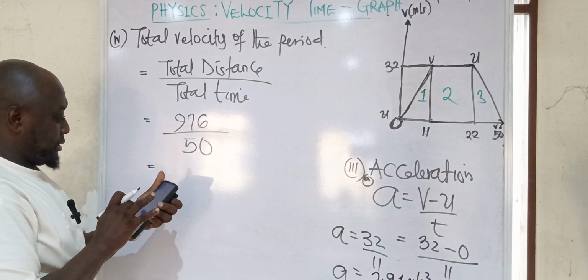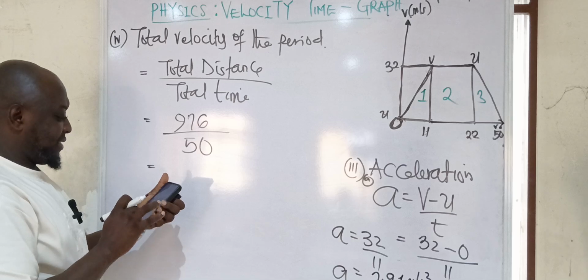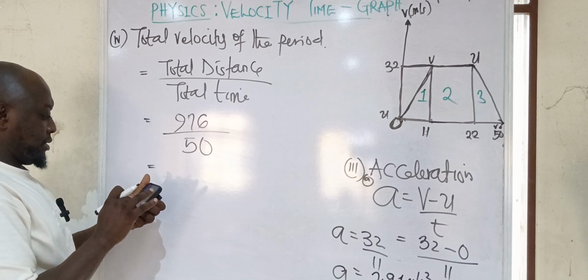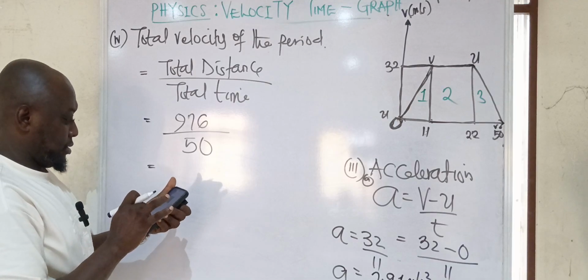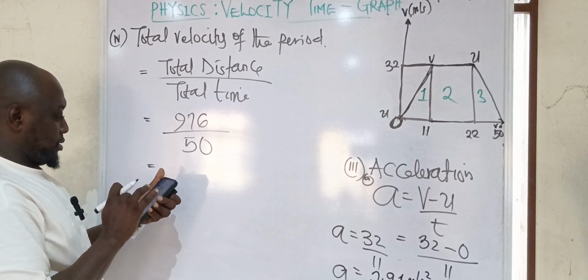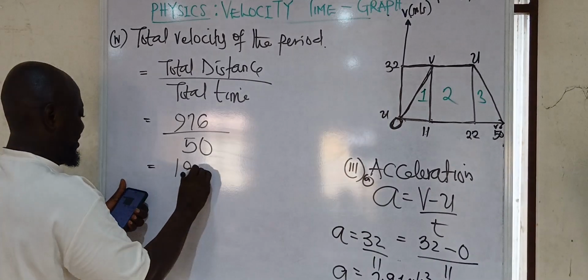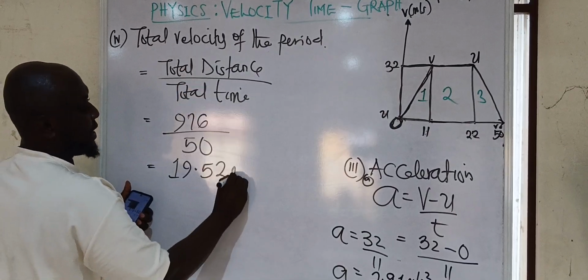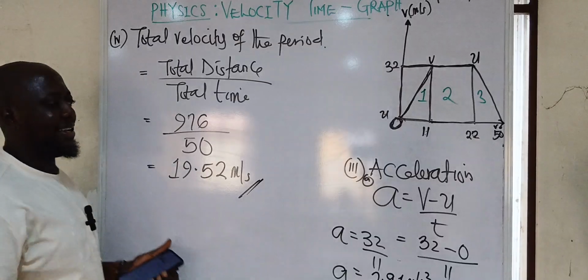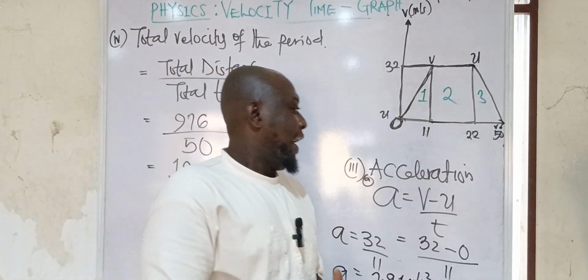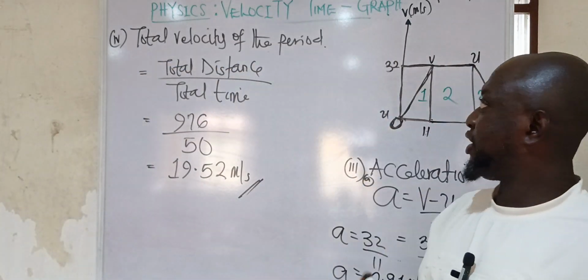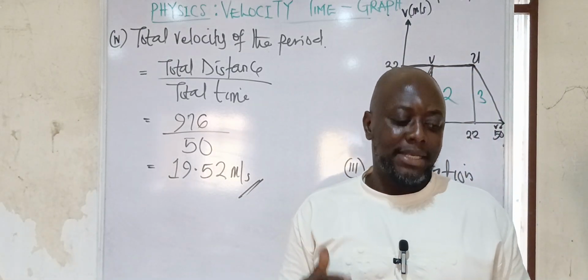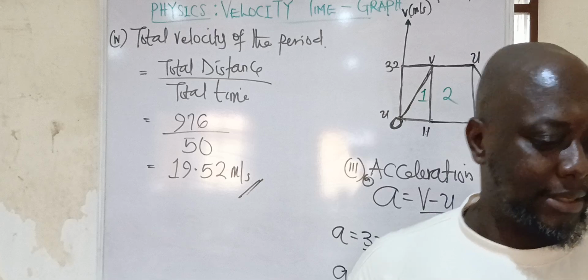Just divide it and voila, we have gotten our simple answer. 976 divided by 50 gives 19.52. Velocity is in meters per second. So this is how it is done. It's very simple and straightforward. Please also bear in mind that what we are solving are past questions. See you in the next class.